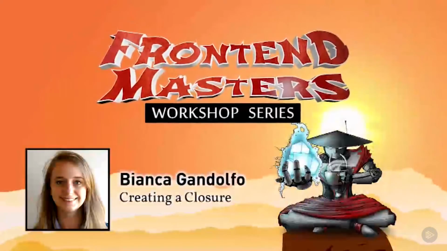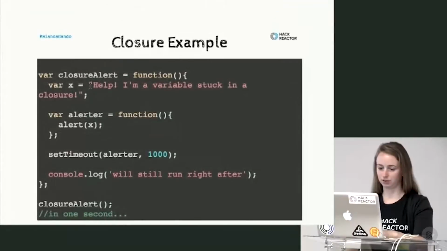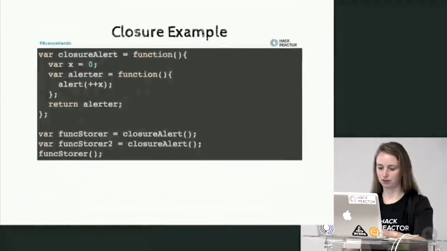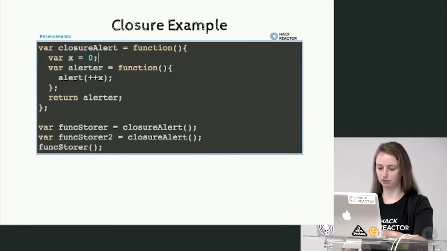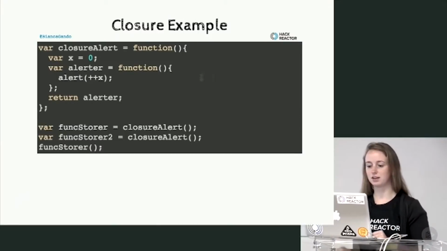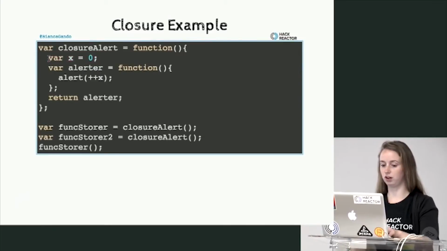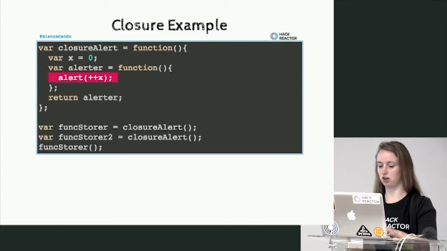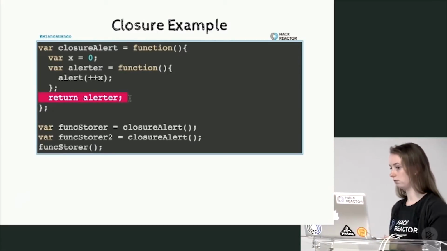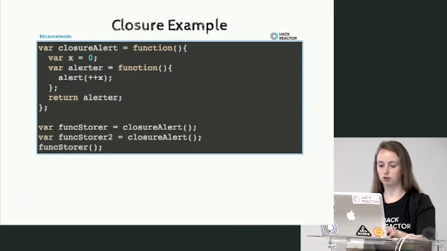So here is the same thing, except I like it when it says I'm stuck in a closure. Never mind, I can't do it. So here we have our closure alert. The one thing that we changed is we changed X to 0 because we're going to be changing it when we alert. And instead of calling it inside of here, we're just returning it. This is really similar to our scope exercises as well, right? So we return alerter.